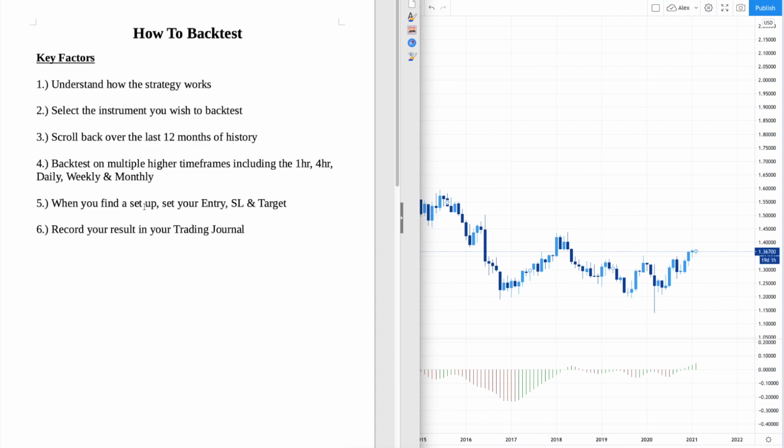So when you find a setup, set your entry, stop loss and target. Now for me, I have 2 targets. We'll go into that when we start backtesting live. For those that have watched my videos and traded with me and are part of my Telegram group and the Discord, etc., you know that I have a T1 and T2, and you understand the reasons why. But we'll go into that in a second as well.